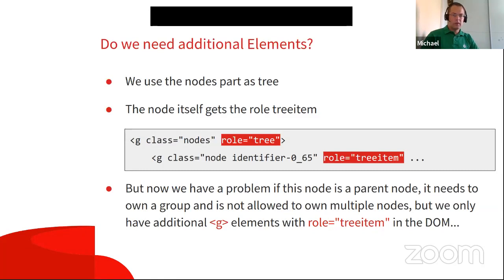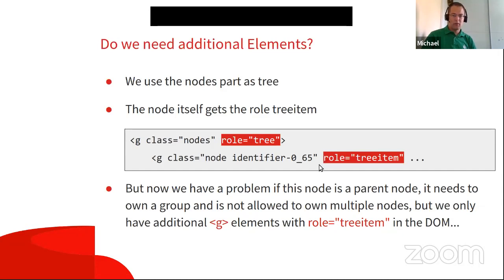Another question was whether we need additional elements to handle everything. And we figured out we can use the nodes part for the tree. So you see here the SVG group with the class nodes, where all the nodes are inside, got the role tree, and every node inside got the role tree item. So we now have a tree with 3 items.